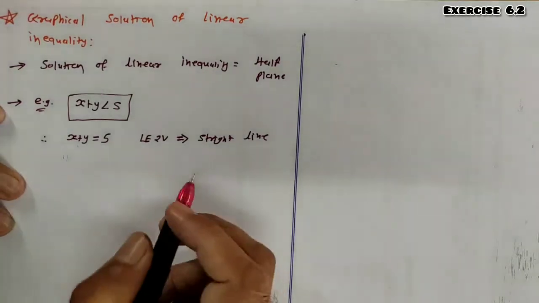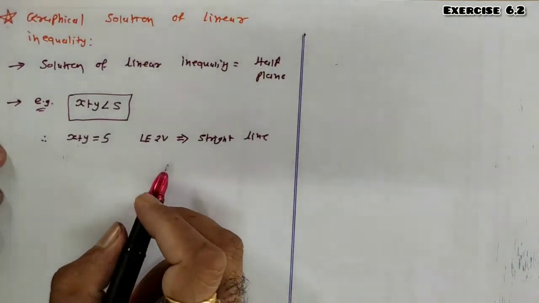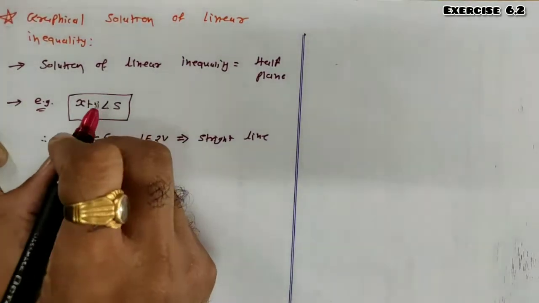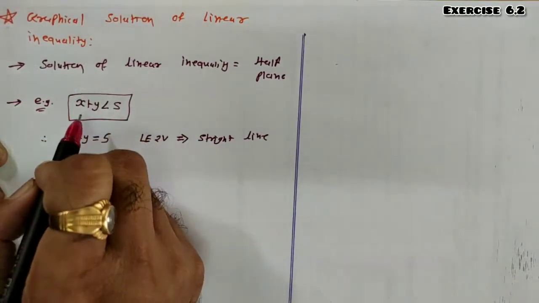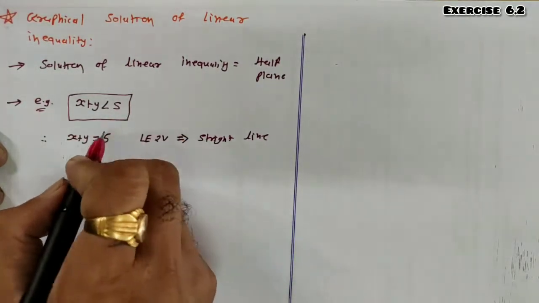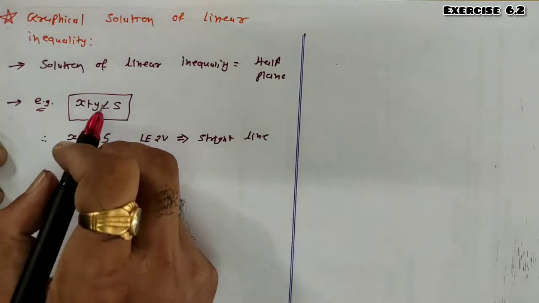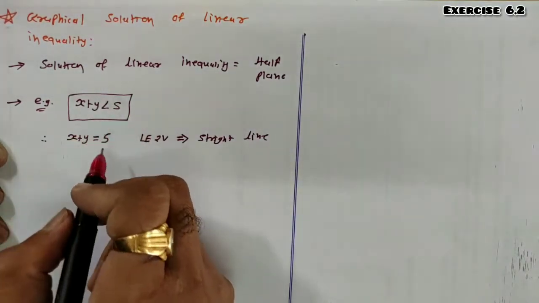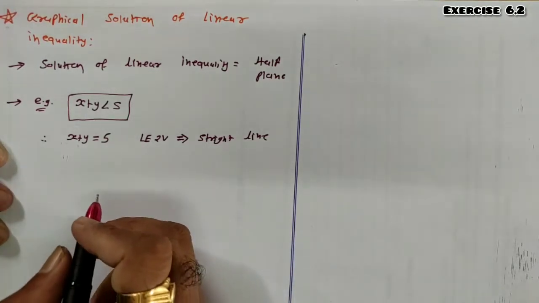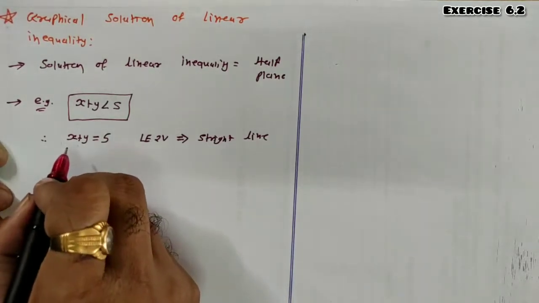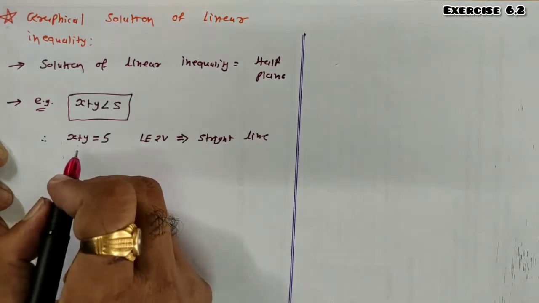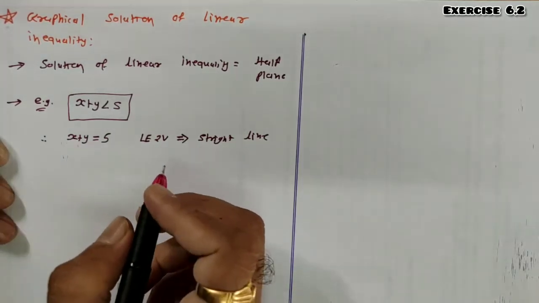So the graph of a linear equation in two variables is a straight line. Our question is to represent the solution of x plus y less than 5 graphically, and for this moment we are just considering the equation. We are removing the inequality and we will consider only the equation x plus y equal to 5. If we draw its graph, we will get one straight line.